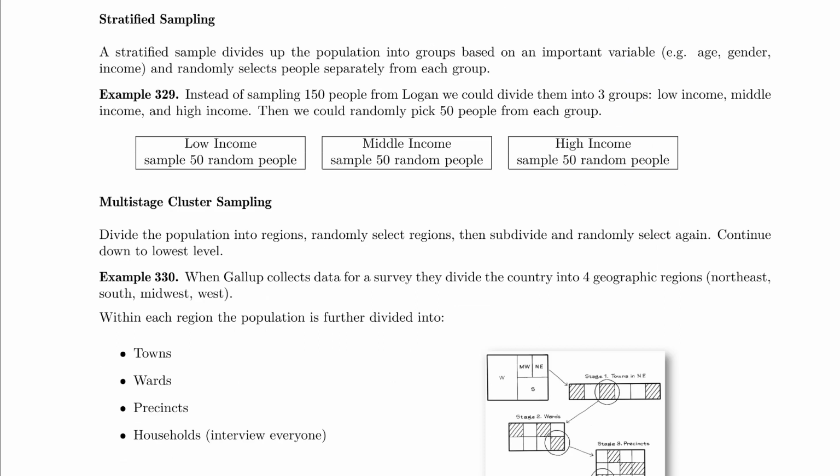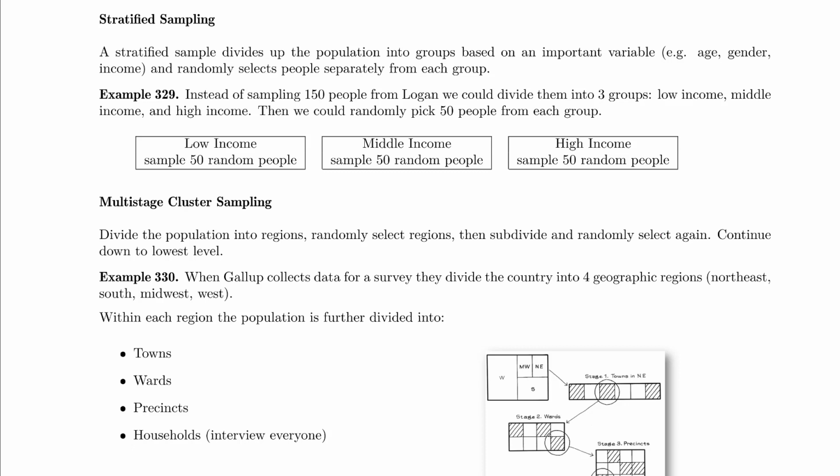And so you're not likely to ever get into this. You just have to be able to say, oh, that looked like it was stratified sampling. People that actually design these samples have PhDs in statistics and have taken multiple courses on how to do this. But a stratified sample divides up the population into groups based on an important variable like age, gender, income, and then randomly selects people separately from each group.